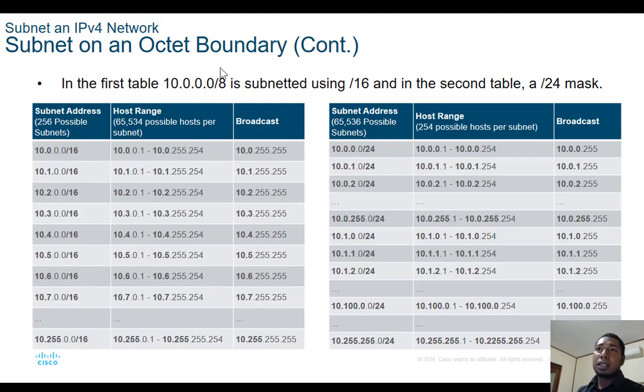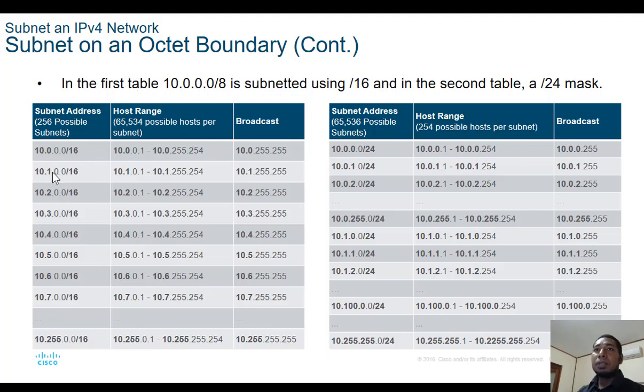Remember that when we are subnetting a class A, we are working with the second octet. When we are subnetting a class B, we are working with the third octet. When we are subnetting a class C, we are working with the fourth octet.